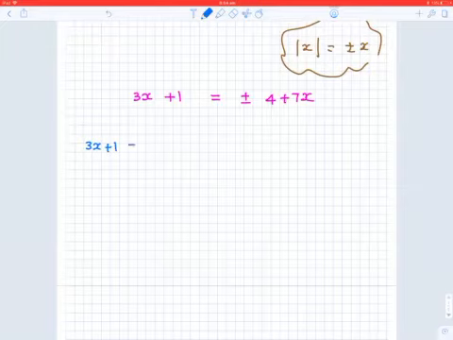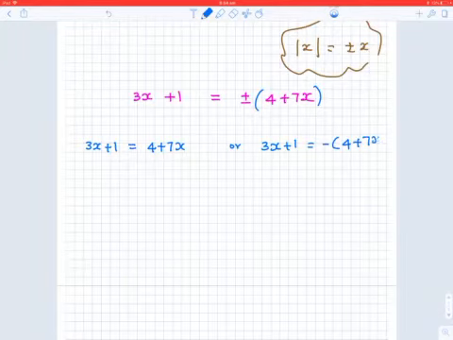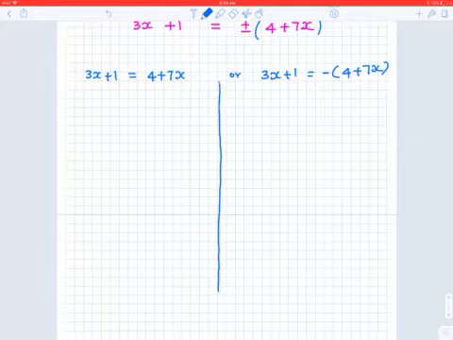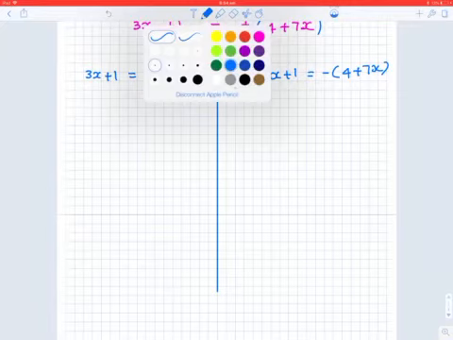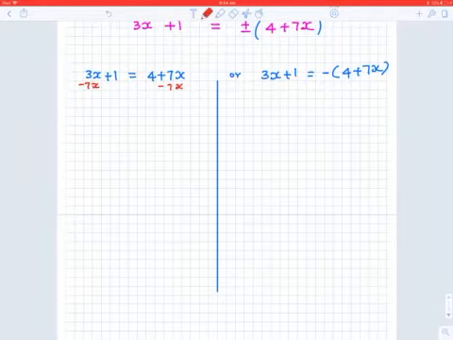The first equation is 3x plus 1 equals 4 plus 7x, or the second equation is 3x plus 1 equals minus of 4 plus 7x. Okay, so we got those two equations. Now we are going to solve both. The first equation I'm going to solve first.